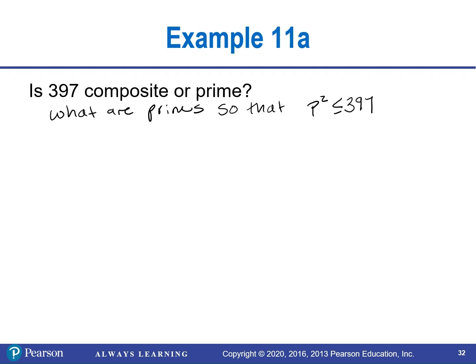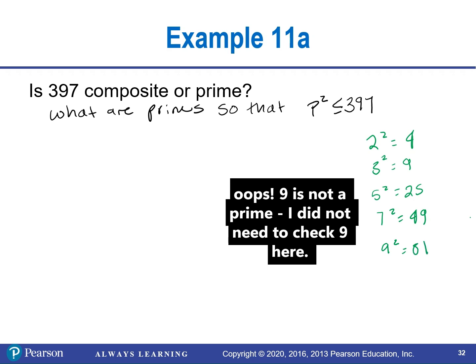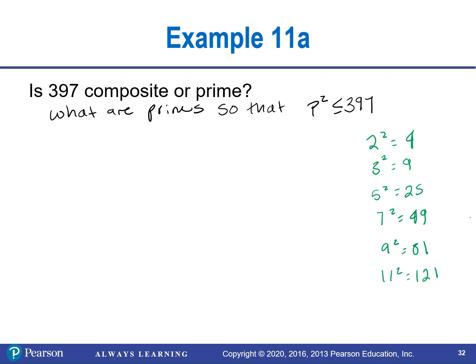So I know that 2 squared is 4, 3 squared is 9, 5 squared is 25, 7 squared is 49, 9 squared is 81, 11 squared is 121, 13 squared is 169, 17 squared is 289, 19 squared is 361, and 23 squared, 23 is the next prime, is 529, and that's greater than 397, so we will not need to check 23.